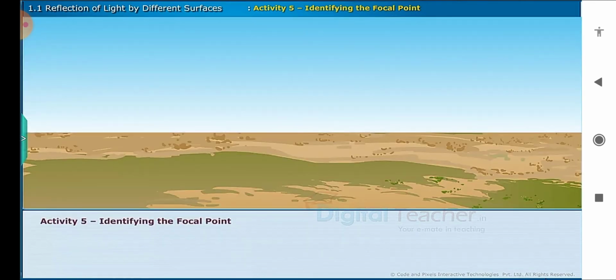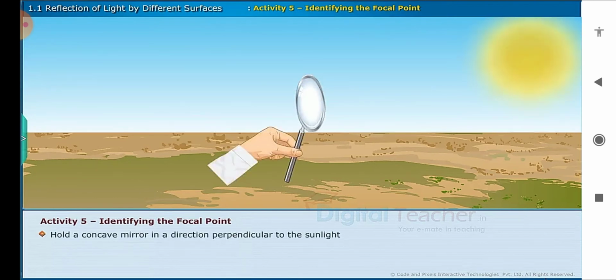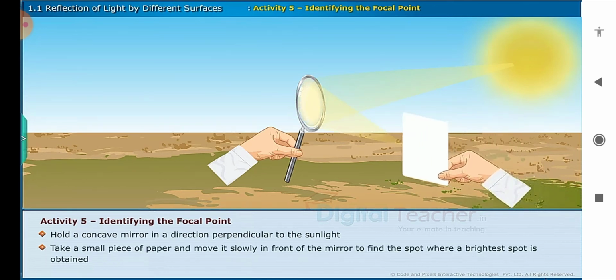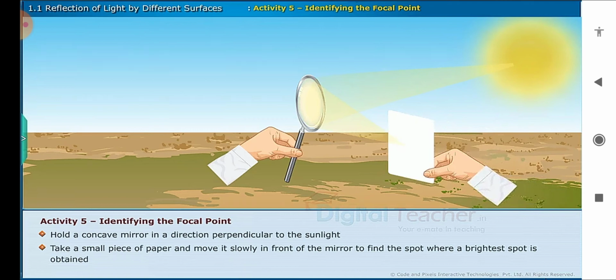Activity 5. Identifying the focal point. Hold a concave mirror in a direction perpendicular to the sunlight. Take a small piece of paper and move it slowly in front of the mirror to find the spot where a brightest spot is obtained.